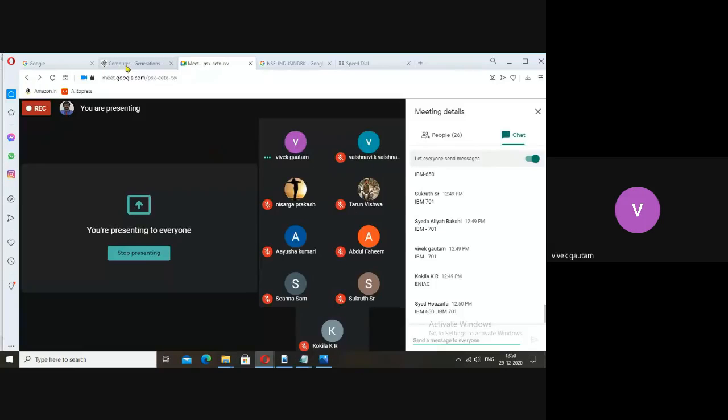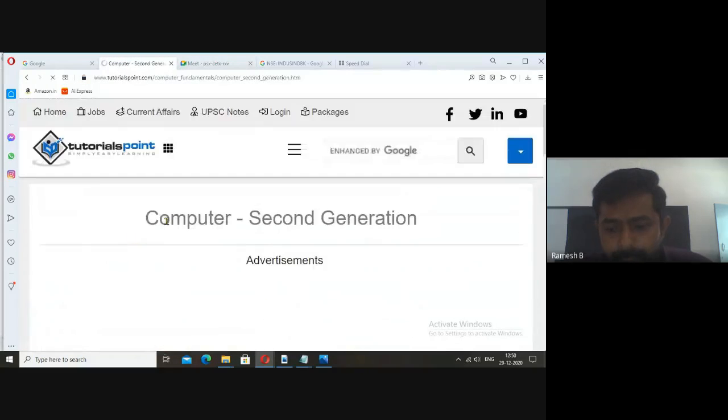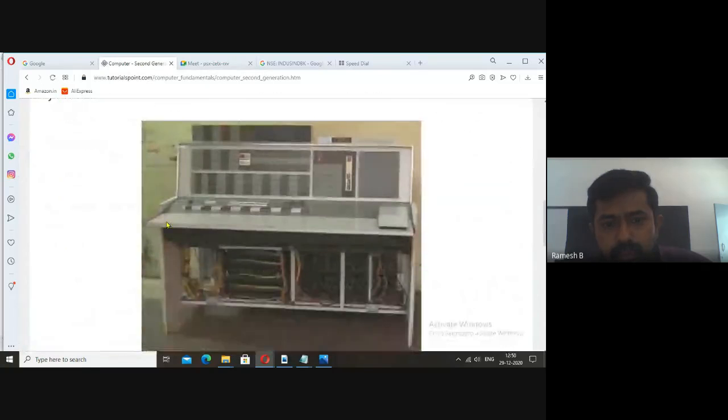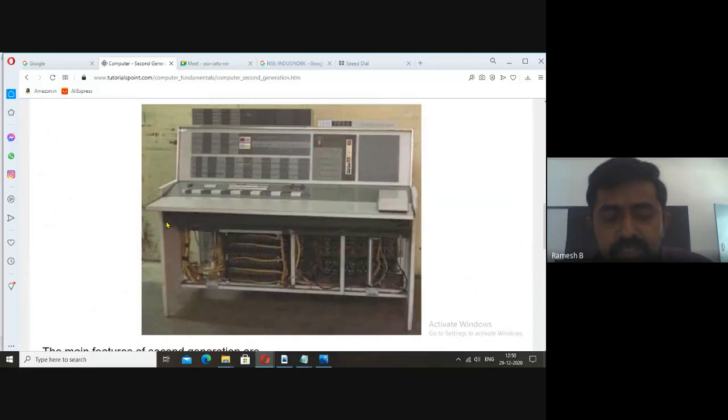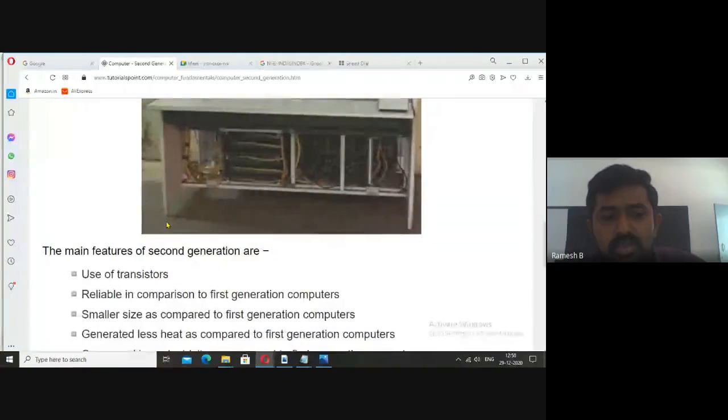Okay. See the second generation computers. You see there. This is the example for the second generation computers. It was less in size as compared to first generation computers. Okay, they used transistors.